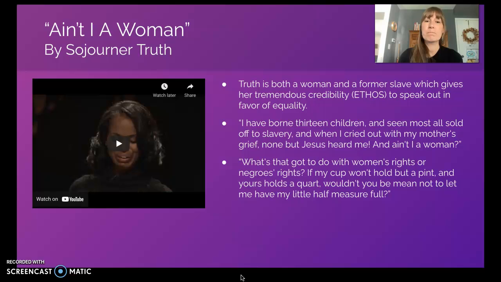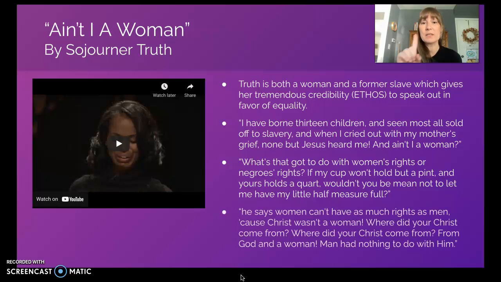Now, how about here? What's that got to do with women's rights or Negroes' rights? If my cup won't hold but a pint and yours holds a quart, wouldn't you be mean not to let me have my little half measure full? Definitely logos. This is a logical argument, not unlike this last argument that she makes when she describes the way Christ came from a woman and man had nothing to do with it. Each of these are logical arguments that target the audience's brain.